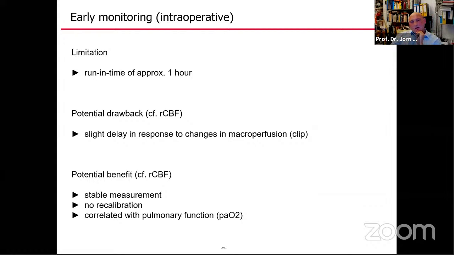The problem with this whole intraoperative business is that you again need a run-in time, so you have to insert the probe very early in the beginning of your surgery, because if you do the operation relatively fast, then you might not get correct readings. But often the operation takes more than an hour until you get to the hot part of the surgery. Otherwise, the benefit is potentially that you have a very good stable measurement once the probe is established, and you don't need to recalibrate the whole system.